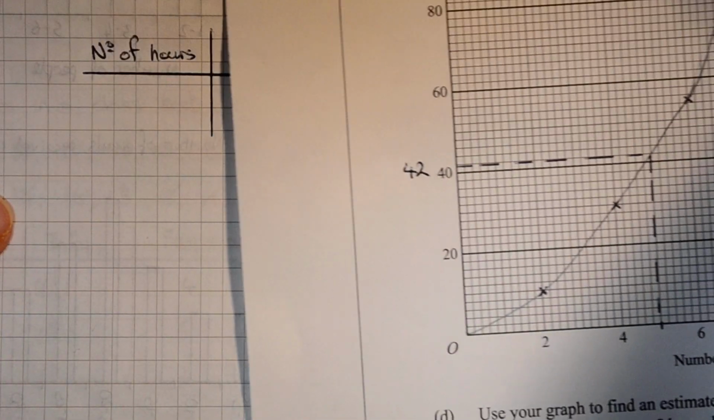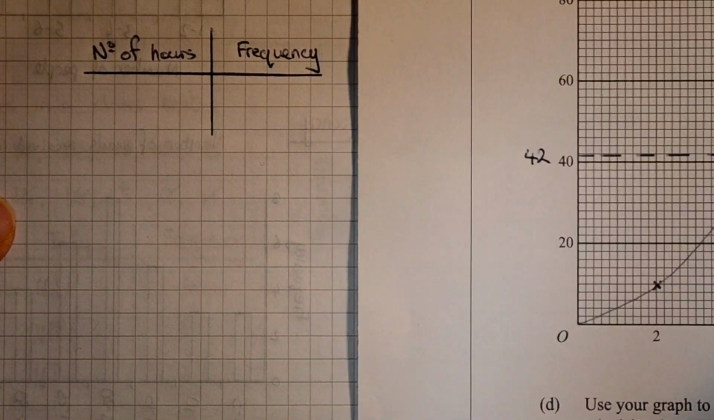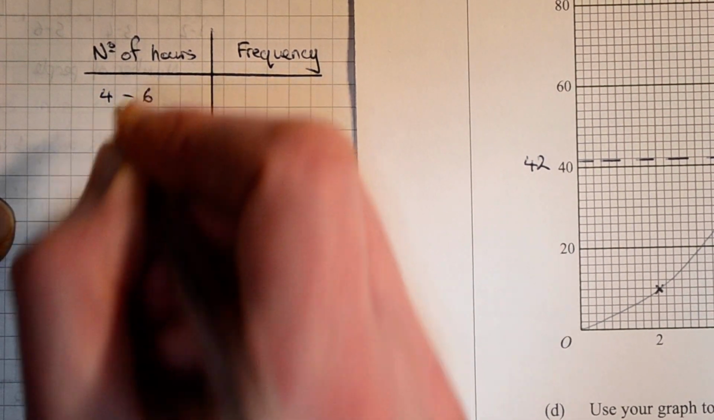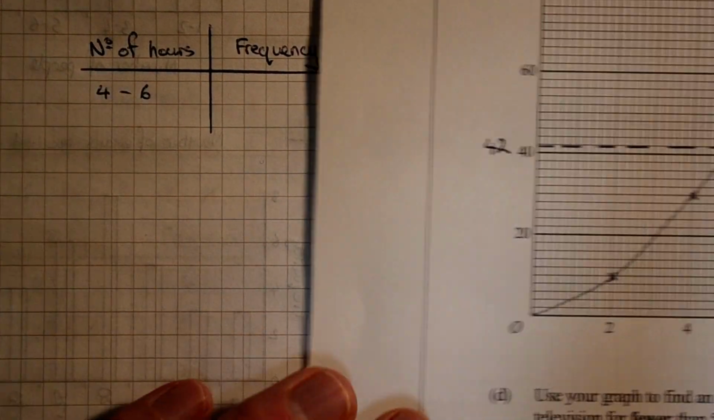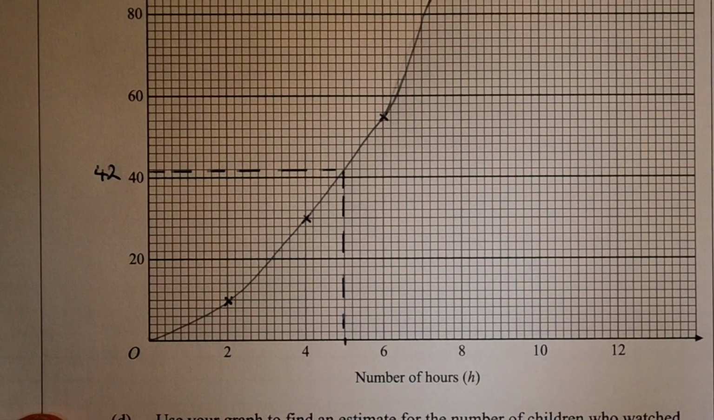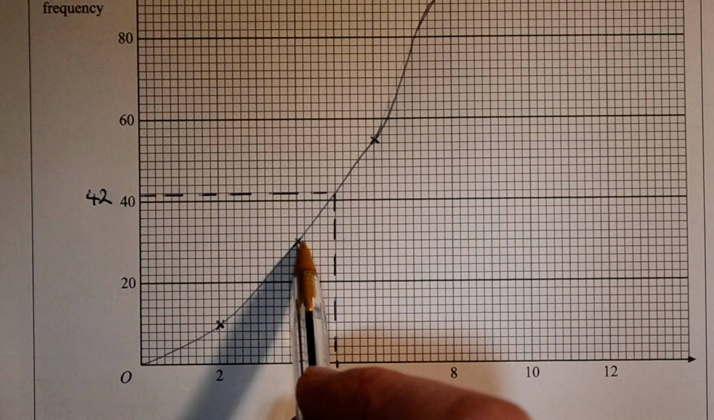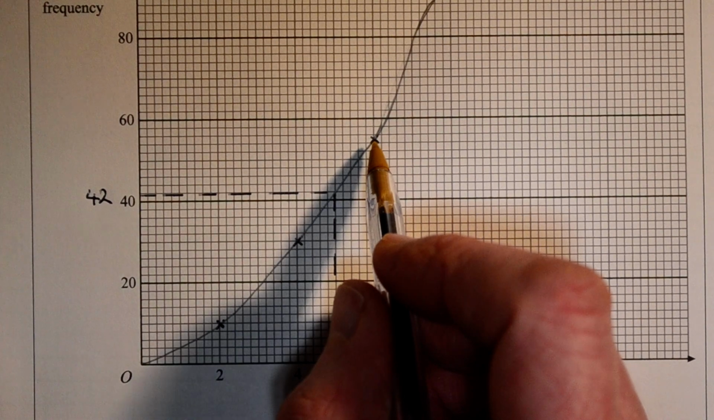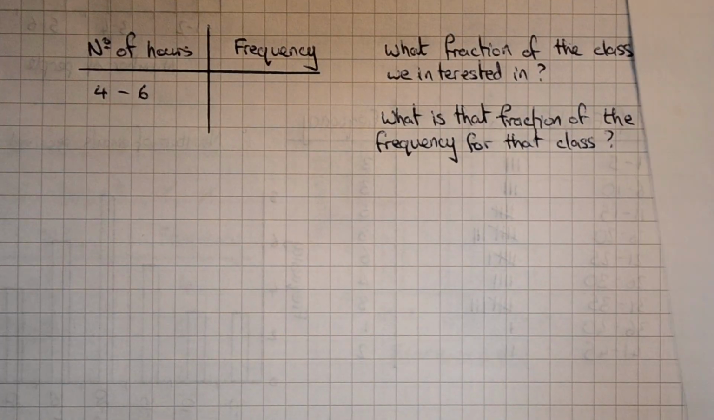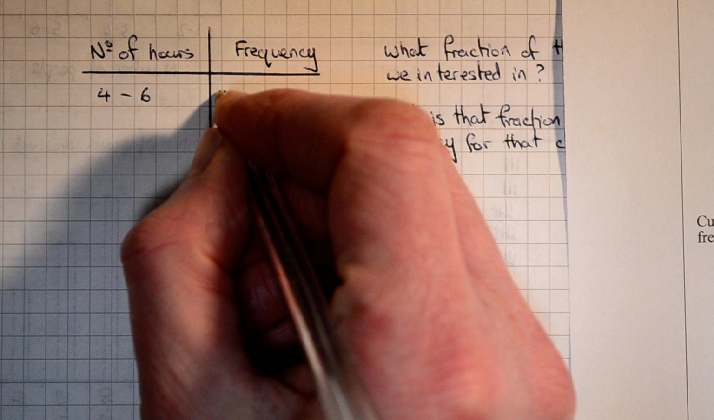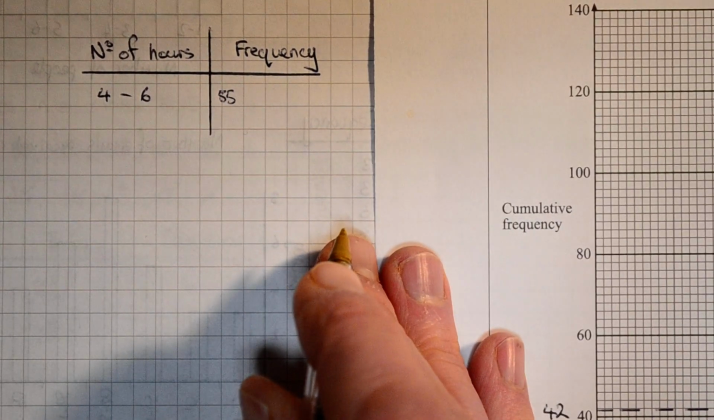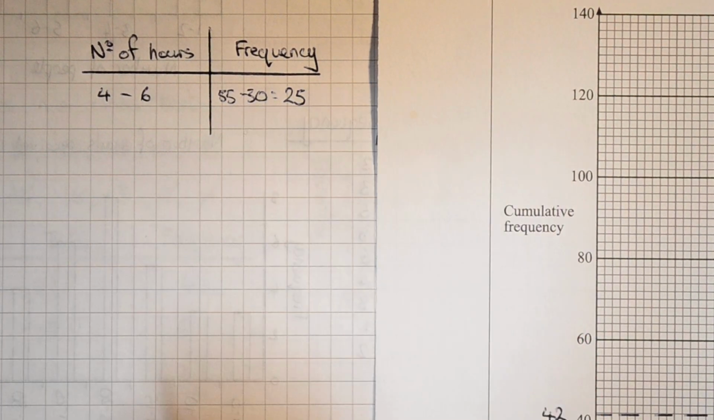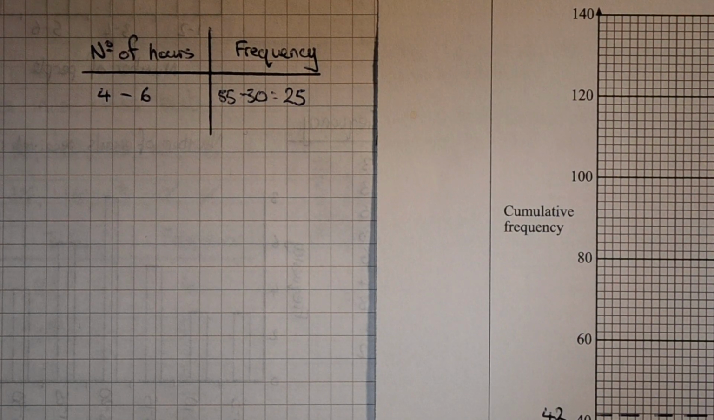Well, let's just start by finding the frequency between 4 and 6 hours. So within this class we can see, just going back to the graph, that at 4 hours the frequency is 30 and at 6 hours it's at 55. So it's 55 subtract 30, equals 25. So that's the frequency within that class range.